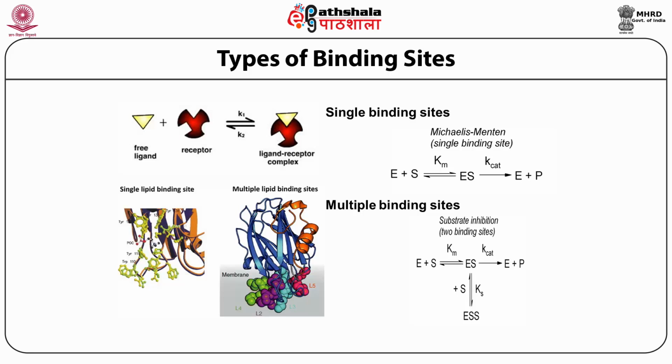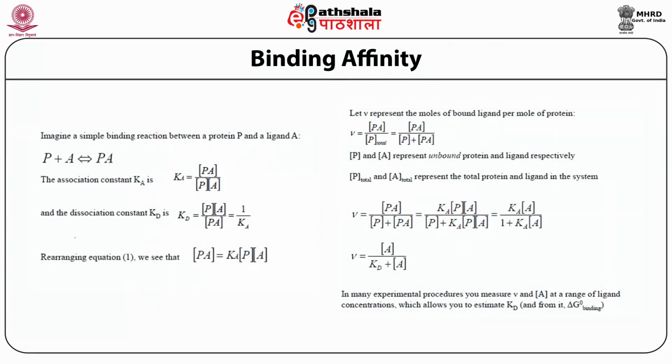However, with multiple binding sites, there may be multiple ligands and one receptor, or multiple receptors and one ligand, and it follows a different kind of equation, such as substrate inhibition, where the two binding sites can be taken into account.